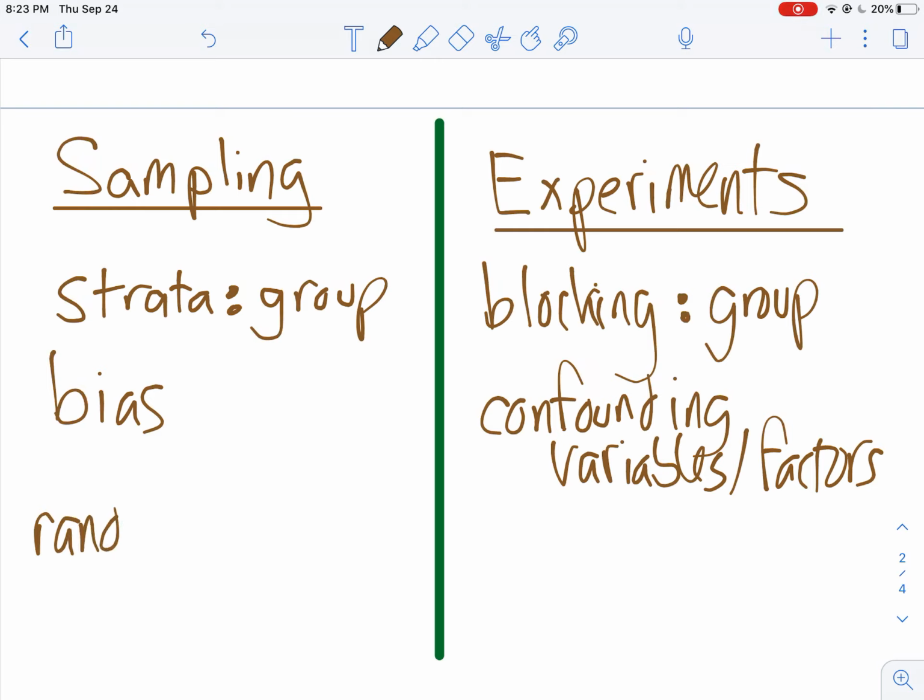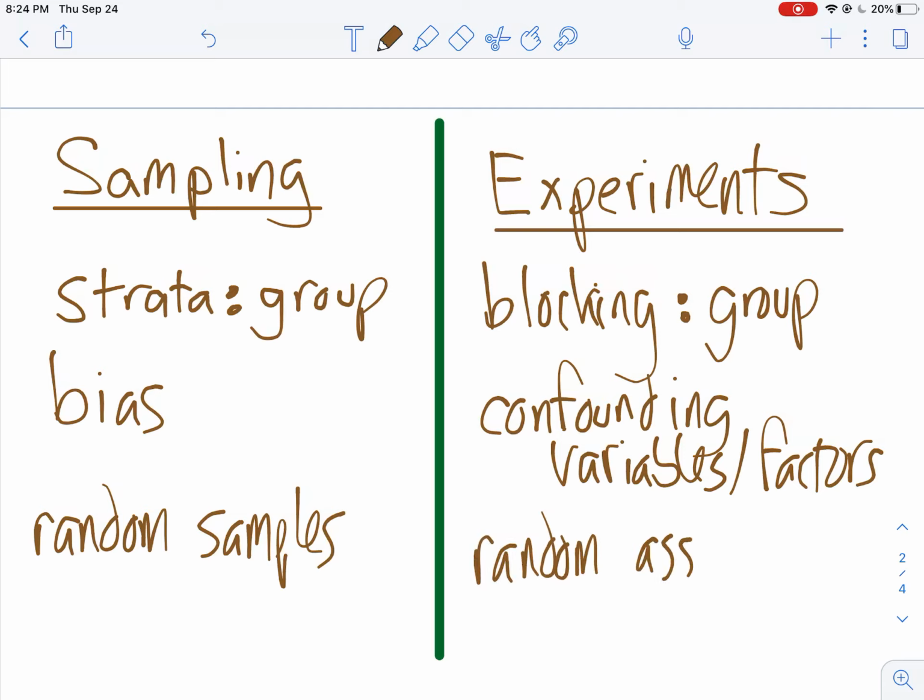Now, in sampling, you have random samples, right? We like doing that. We like things to be random. I'm going to use a random number generator and generate a random sample. You do not have that in experiments. You have random assignment.